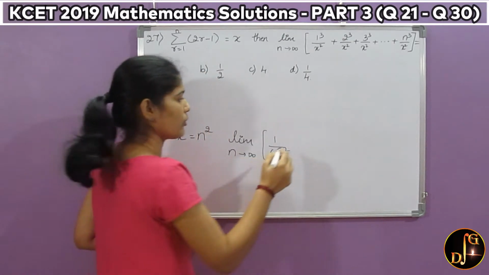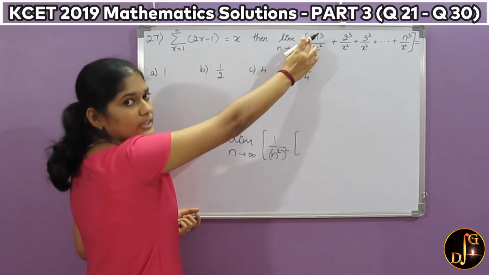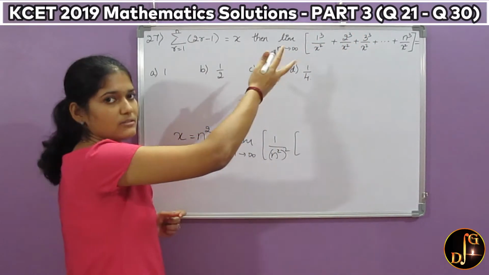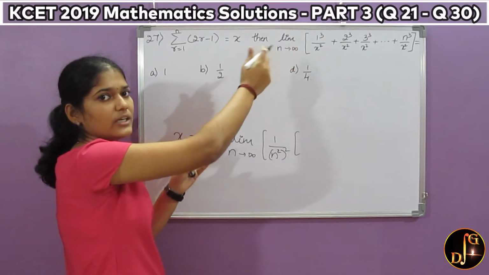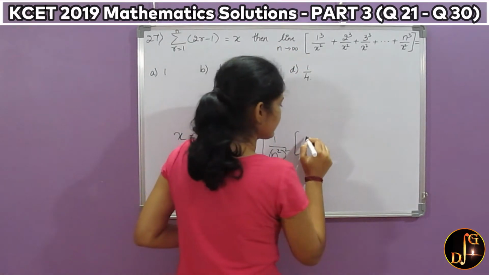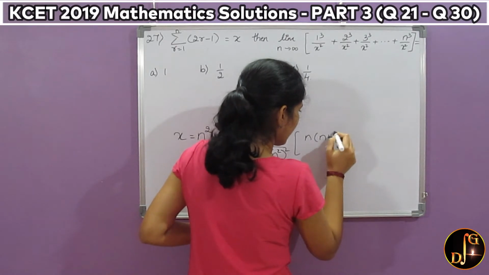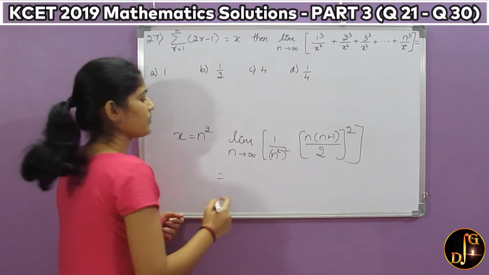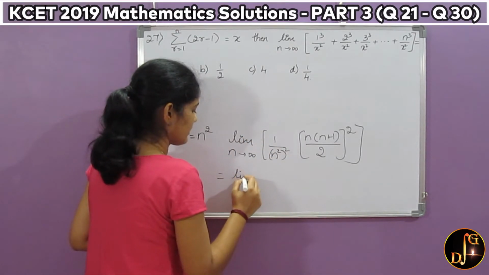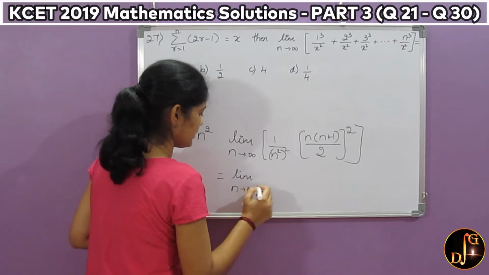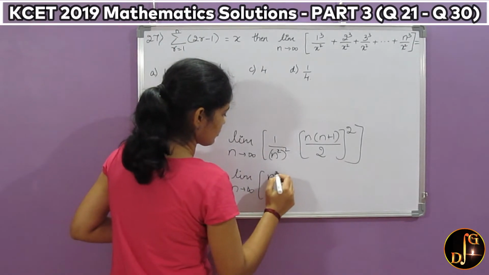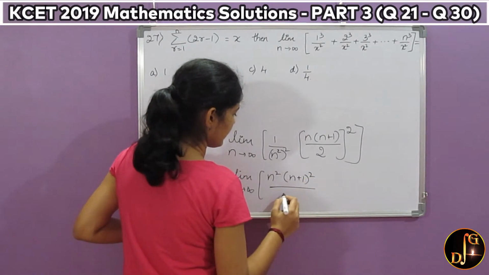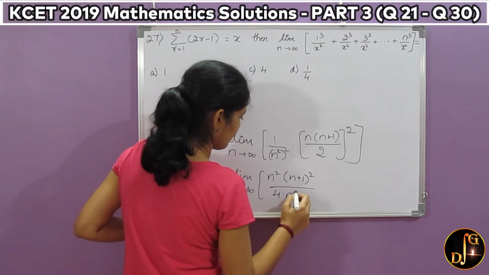That means n power 4, into, we have the numerator 1 cube plus 2 cube plus 3 cube. That means sum of cubes. We have the direct formula for summation n cube, right? That is n into n plus 1 by 2 whole square. So let's simplify this. It will be limit n tends to infinity n square into n plus 1 whole square divided by 4 n power 4.